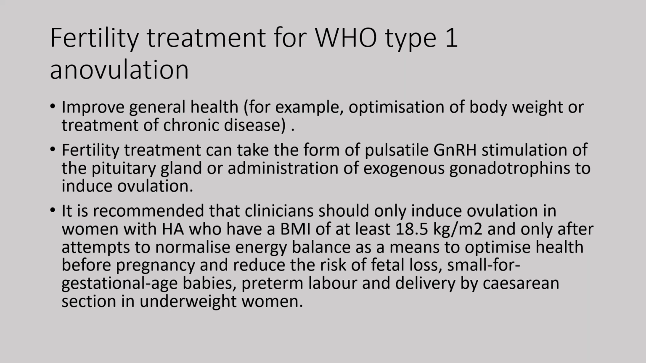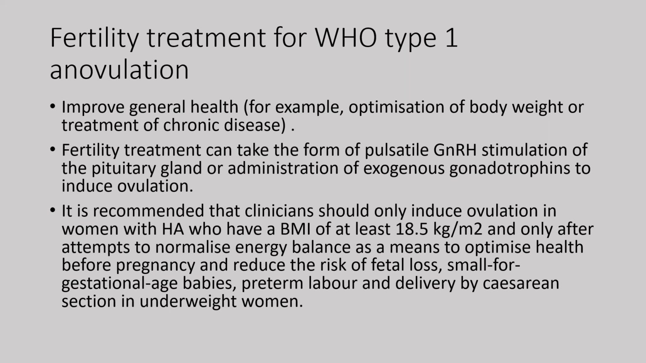Fertility treatment can take the form of pulsatile gonadotropin stimulation of the pituitary gland, or you can directly give the exogenous gonadotropins, because all the action here in type 1 is happening at the hypothalamus and the pituitary. So two things can help us. Either we can give the pulsatile GnRH stimulation, or we can directly give the gonadotropins, that is the FSH and the LH.